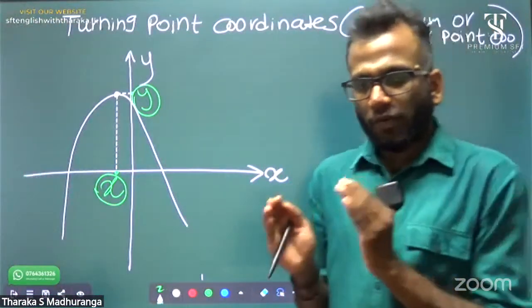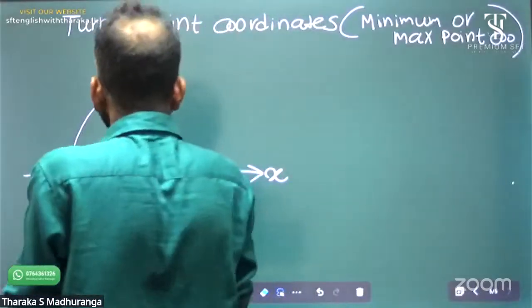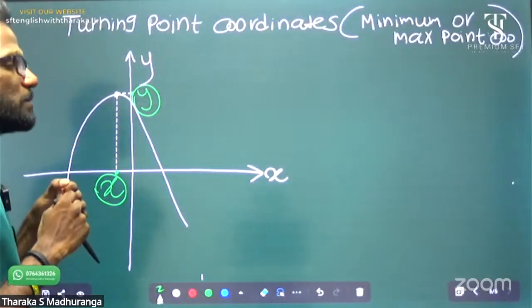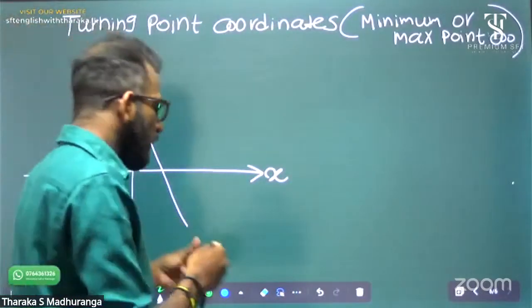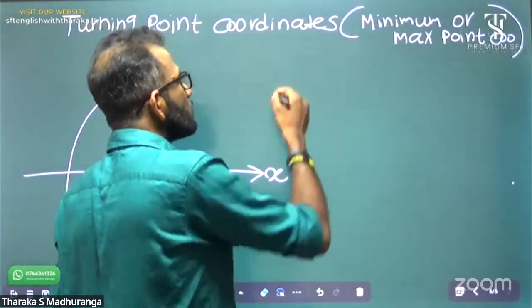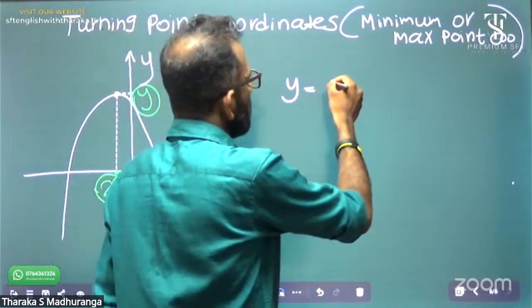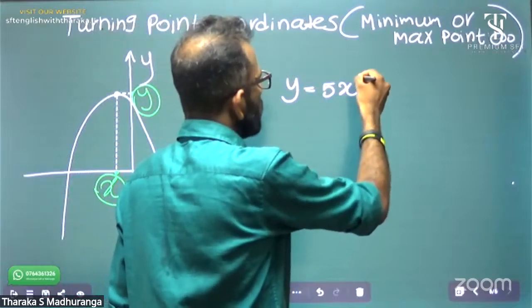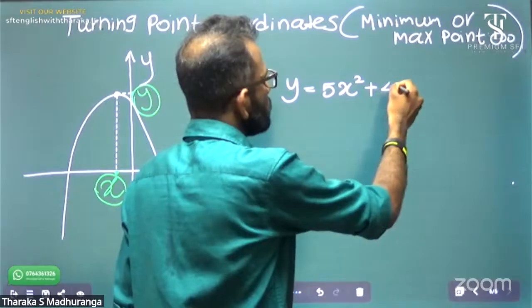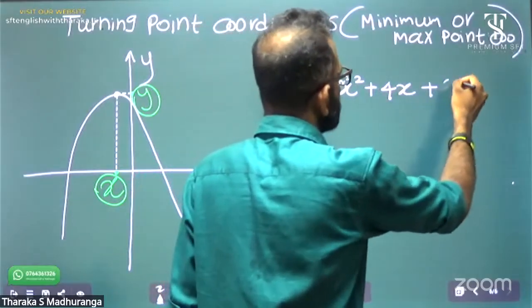Turning point x coordinate and turning point y coordinate. Okay, how to calculate that? Let's take an example, a very simple one: y equals 5x squared plus 4x plus 3.